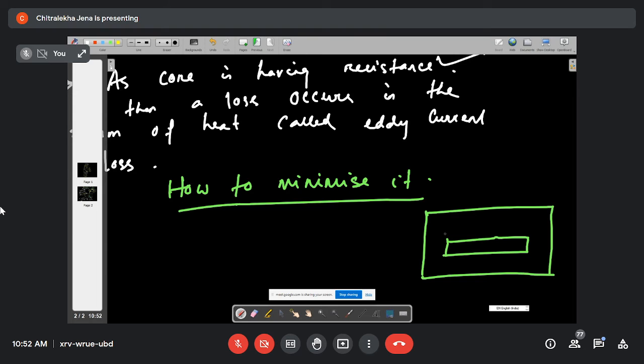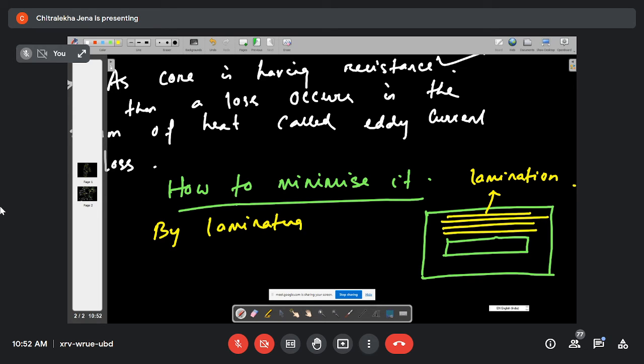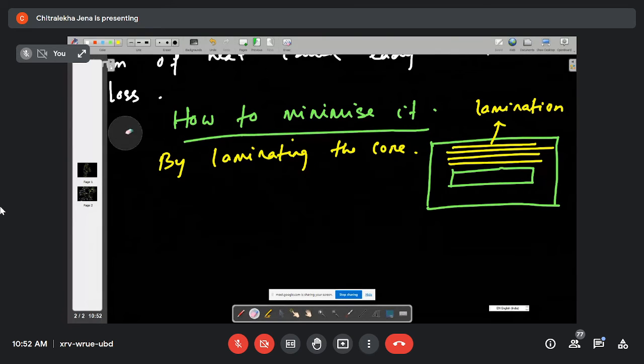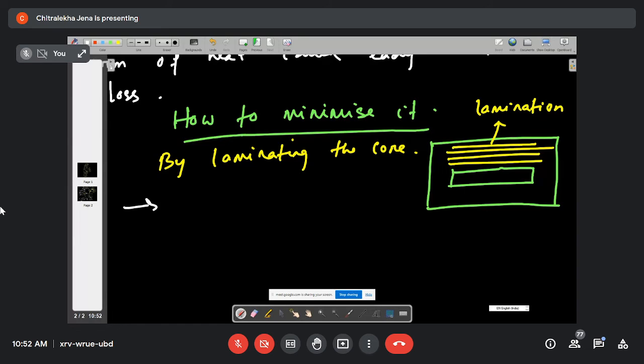You will take small, thin sheets. What we do is the lamination of the core. How to minimize it? By laminating the core. If the question comes, how does lamination reduce the eddy current loss? You will tell that by laminating the core. Yes, tell me. By laminating, what are we doing?